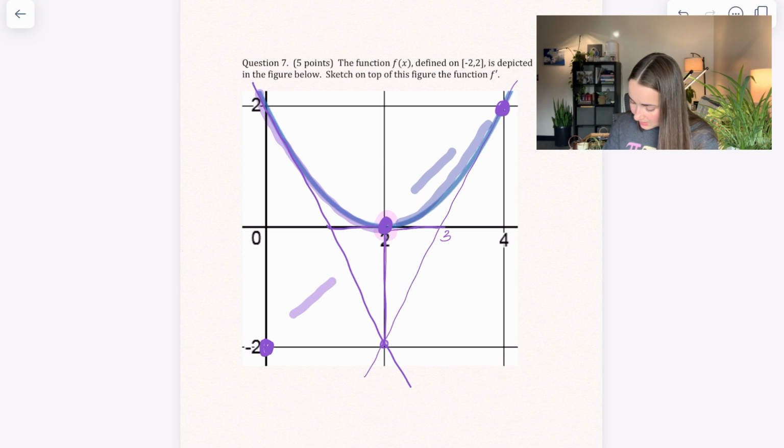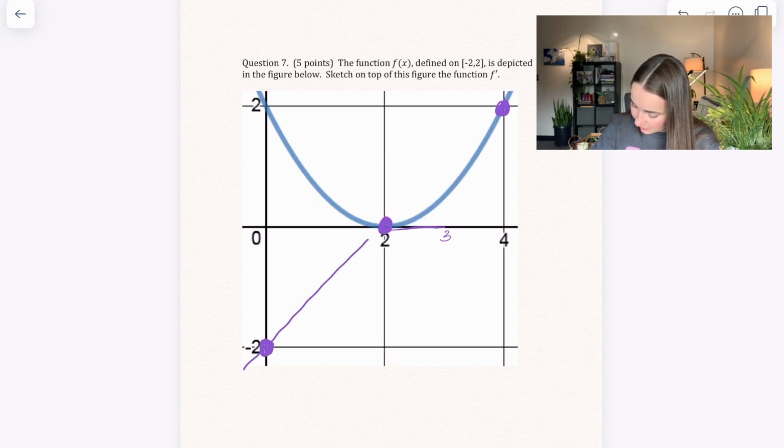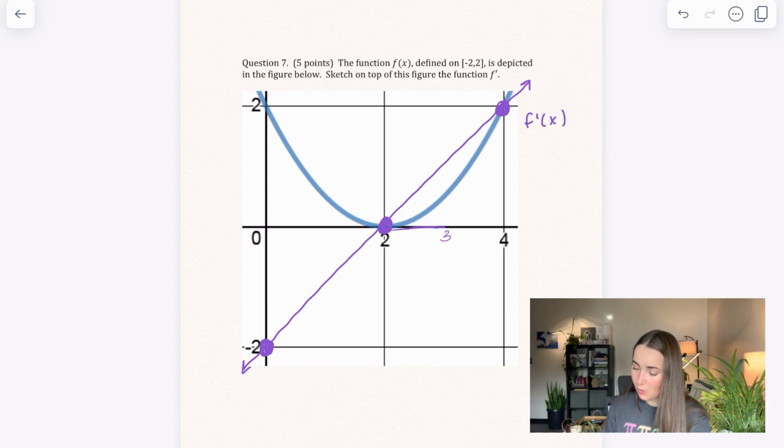So here this helps me connect all the dots. I'll go ahead and erase this stuff. And here this would be my derivative. If you also can guess that because we're looking at a quadratic function, the derivative of a quadratic is always going to be linear, then we know we have a straight line and you can work from there.